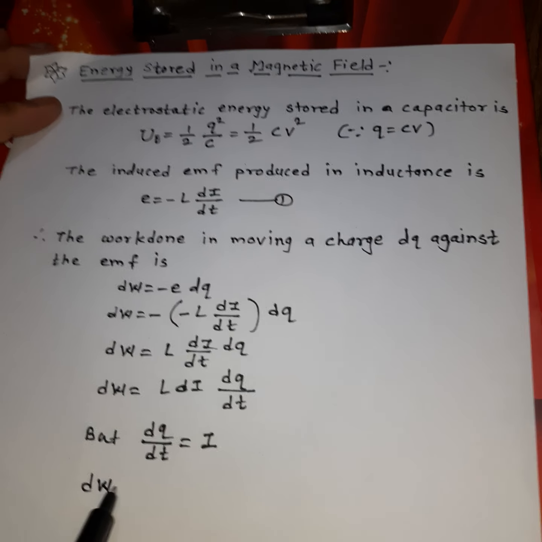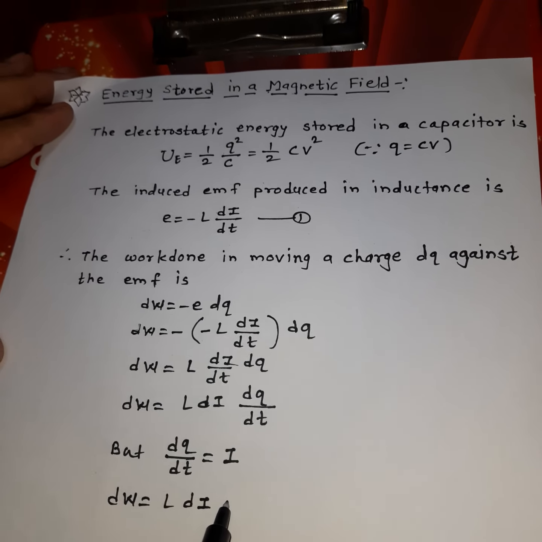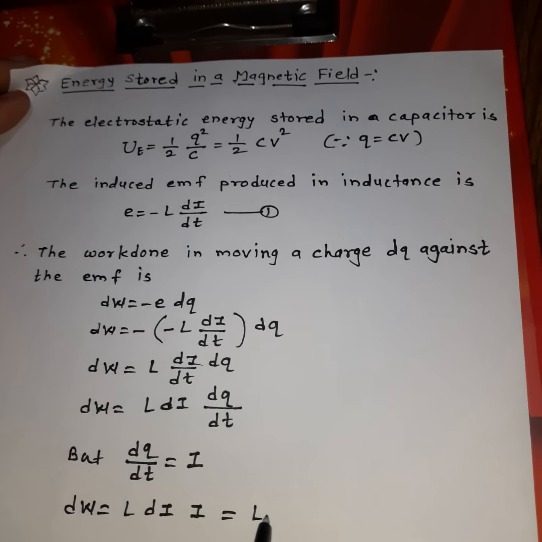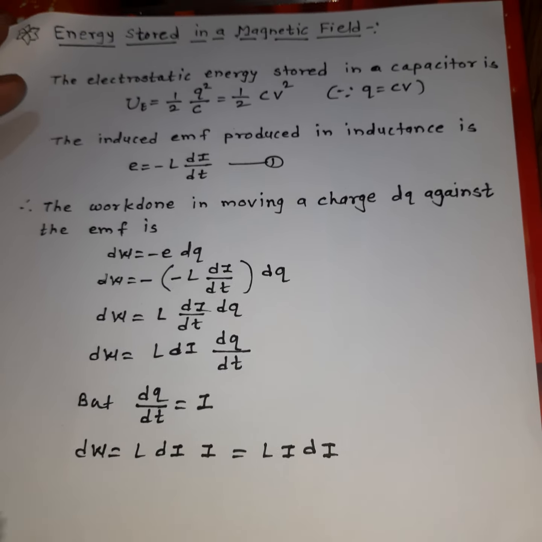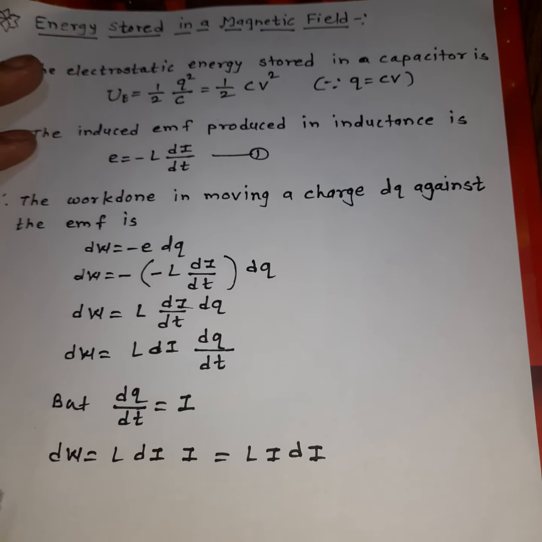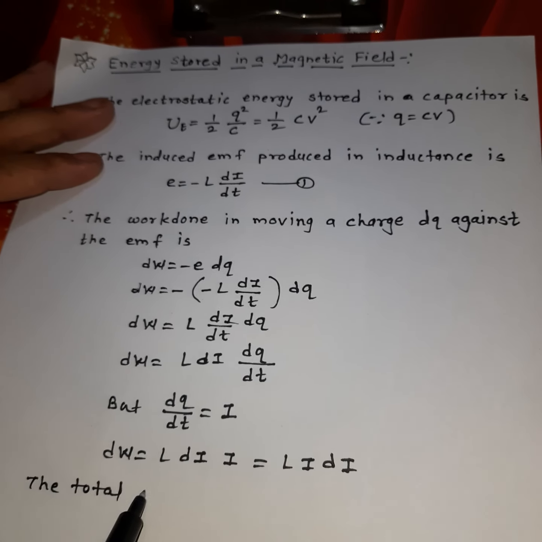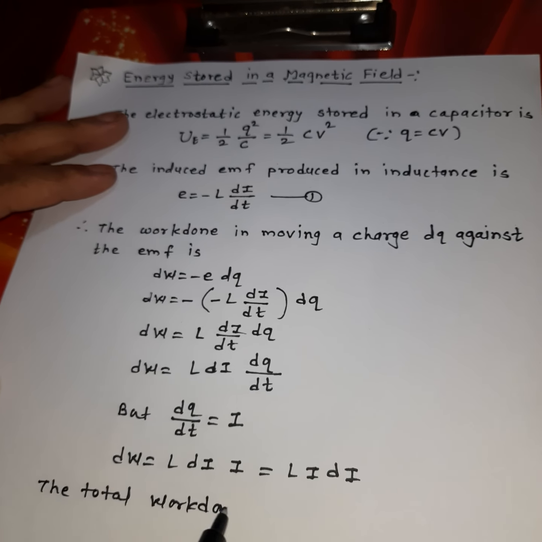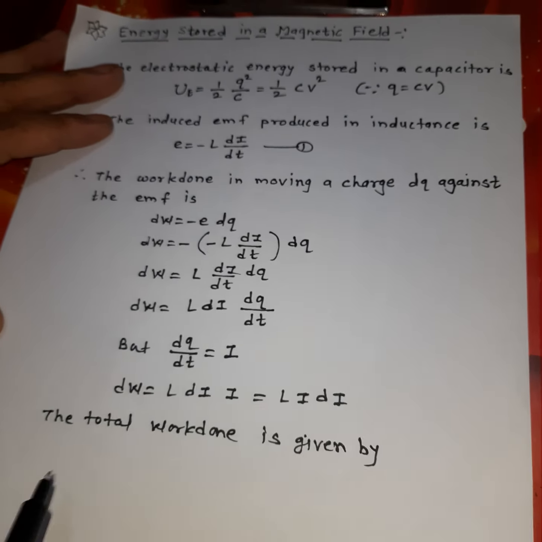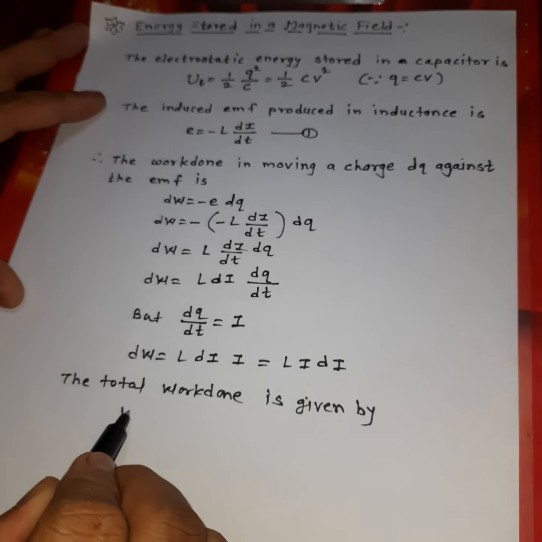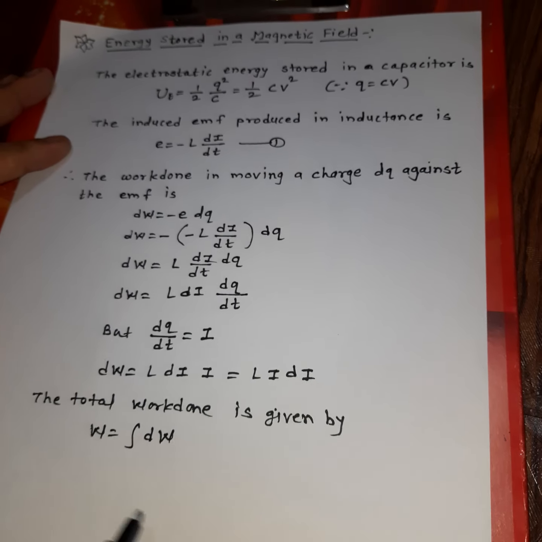So what is the work done by the charge dq? That is L into di into I, or that we can write as L into I into di. We write I at the beginning. But we have to find out the total work done. So what is the total work done then? The total work done by the charge is given by integrating this dw. So W is equal to integration of dw.